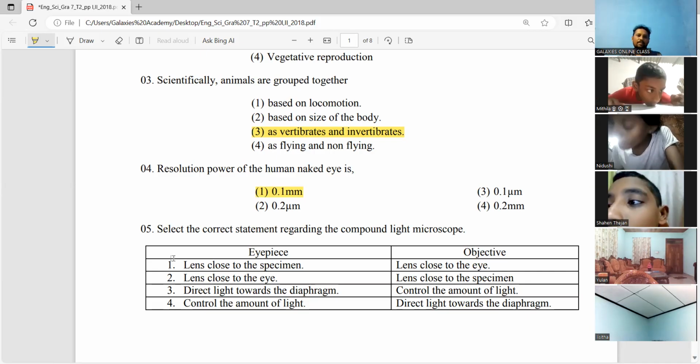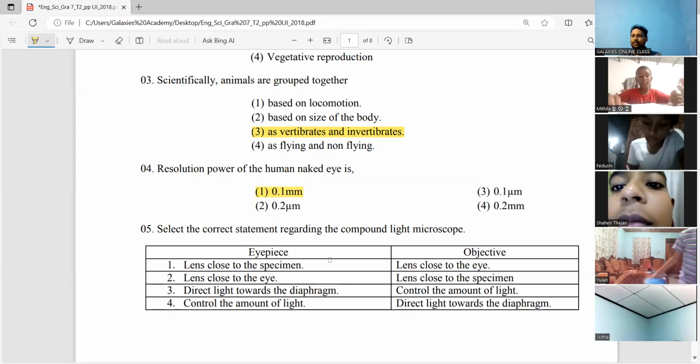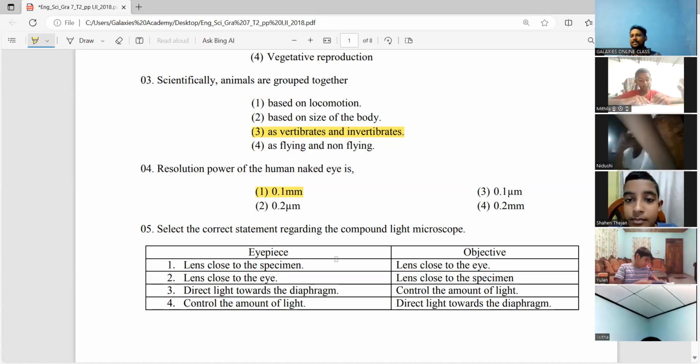Right. Number 5: select the correct statement regarding the compound light microscope. Eyepiece mean, I think, do you remember where the eyepiece is?